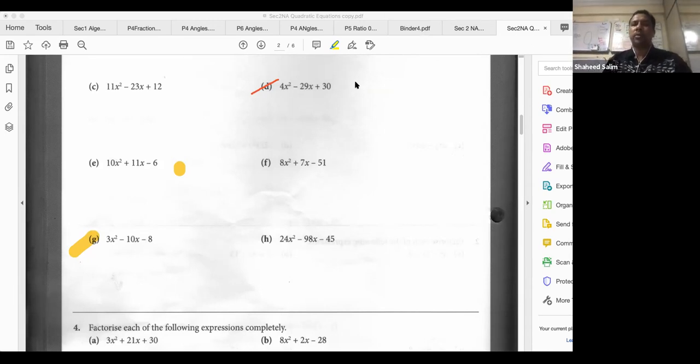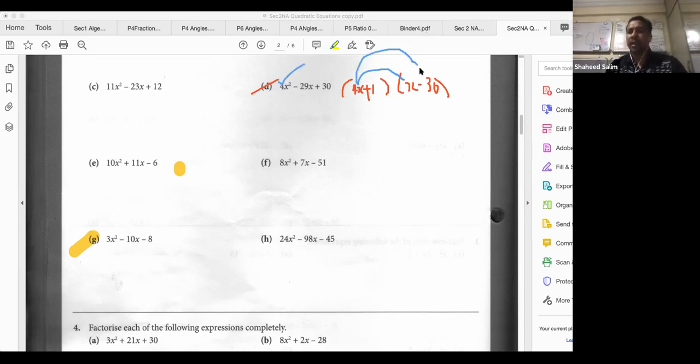Okay, I'll write down the answers your friends have given. One is this, 4x plus 1. We're going to go through the answer. The other one is x minus 30. So is it possible for this to be the answer? All you need to do is to times. Okay, when you times, let's see now. 4x times x, 4x squared. Well done. 4x squared. 4x times 30 is minus 120x. A very big number, not possible.